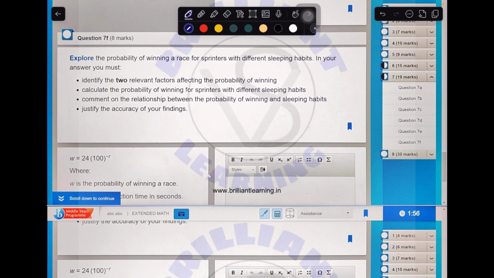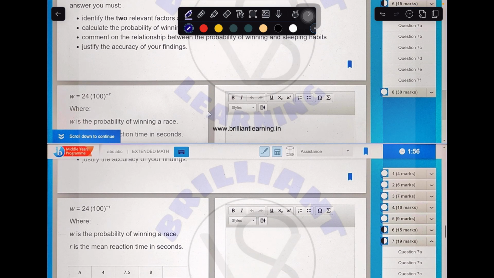7F. Okay, so explore the probability of winning a race for sprinters with different sleeping habits. In your answer, you must identify the two relevant factors affecting the probability of winning, calculate the probability of winning for sprinters with different sleeping habits, comment on the relationship between the probability of winning and sleeping habits, justify the accuracy of your findings.